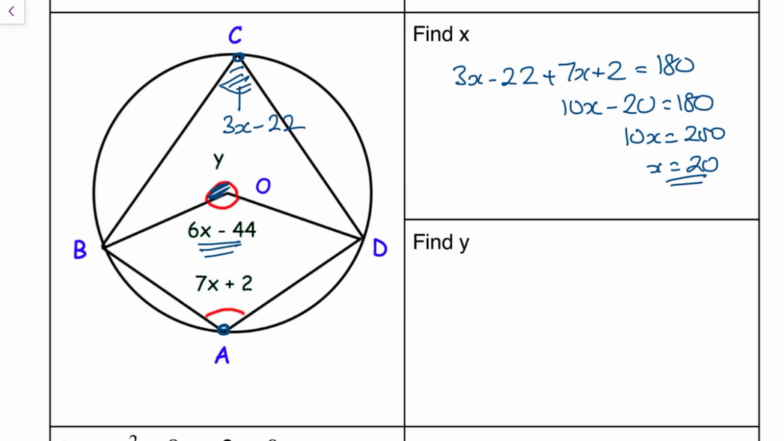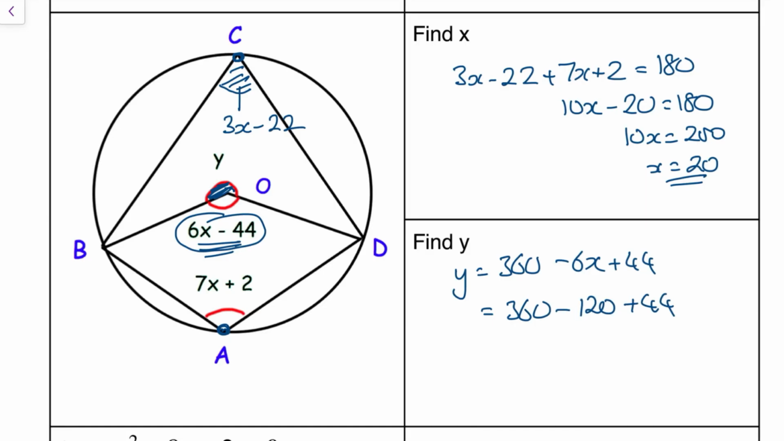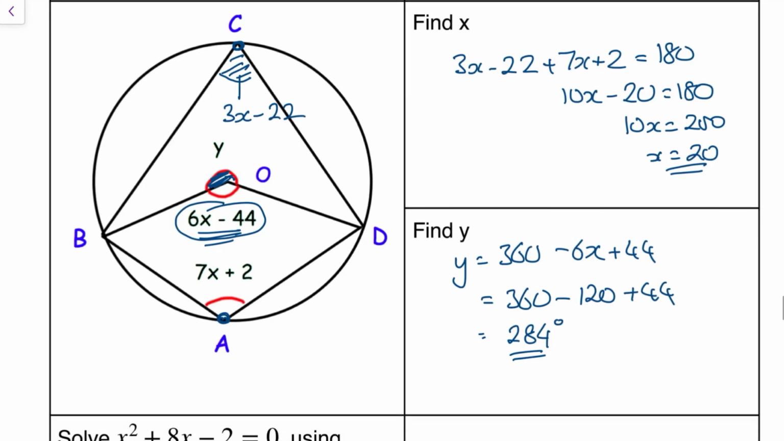Well, y is here, so I'm going to use this point here and say that y is equal to 360 minus 6x, minus is a plus 44. And I know x is 20, so that's going to be 360 minus 6 times 20, which is 120, and plus 44. Now, in the exam, if you have a calculator out, let's not make a silly mistake here, but 360 minus 120 is going to give me 240, add 144 is going to give me 284. Question done. Not a bad question, actually, a sort of nice put together question.